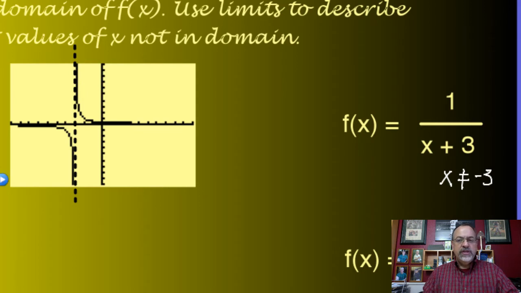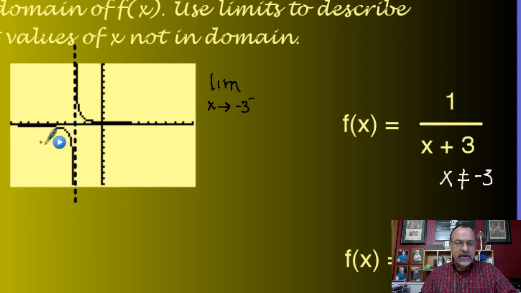So now what we want to do is use limit notation to describe what the graph is doing as you approach this -3 value. Here's how you're going to do that. You look at the limit as the x values approach -3 from the left, or from negative infinity. That's what all this notation means: x approaching -3 from the negative side, or from the left. As I approach -3 from the left, what are the y values doing? Well, look at the graph. It's going down. So the y values are going towards negative infinity as I approach -3 from the left.